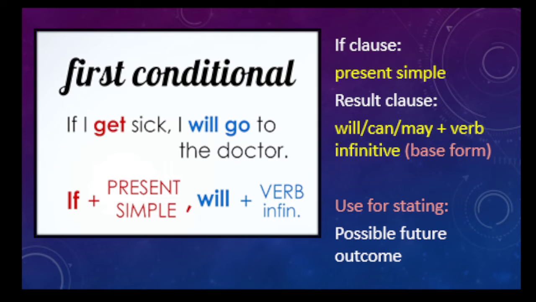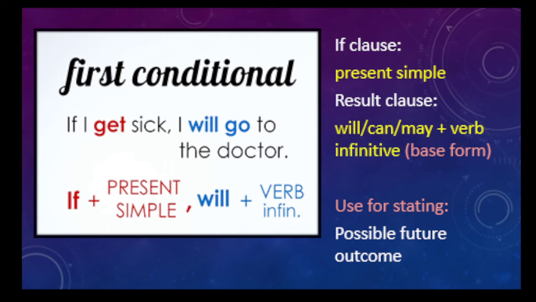Now, sabi dito, kung ako ay magkasakit in the future, ano ang gagawin ko in the future? So, pupunta ako sa doktor or magpapadoktor ako. Okay? If I get sick, I will go to the doctor. So, you are using the first conditional when you are stating possible future outcome. So, mangyayari pa lang siya sa future at ano ang maaaring mangyari dahil doon. So, possible future outcome. Pareho siyang posibleng mangyari. Okay? Gets? That's why we are using will.